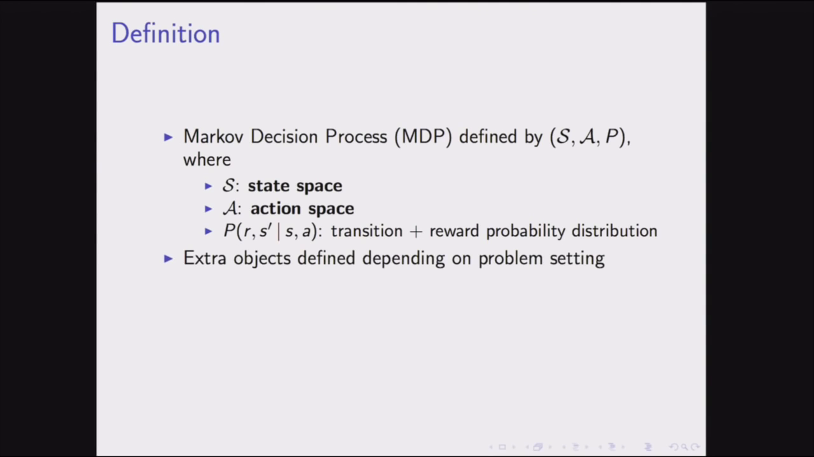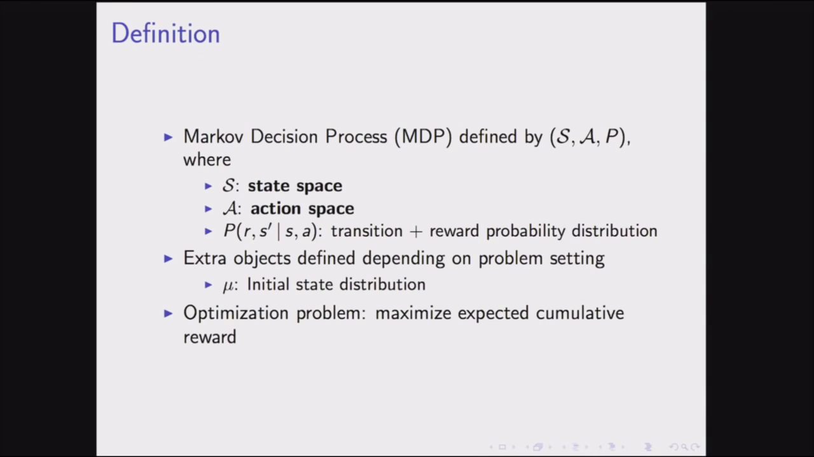Okay, and sometimes there's some extra objects defined. We'll consider an initial state distribution. So this is the world starts out in a certain state. And the typical optimization problem you want to solve given this MDP is to maximize expected cumulative reward, though there are various ways of defining that more precisely, which I'll go into later.